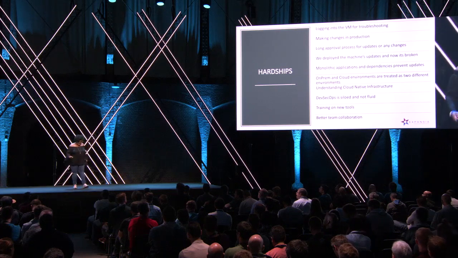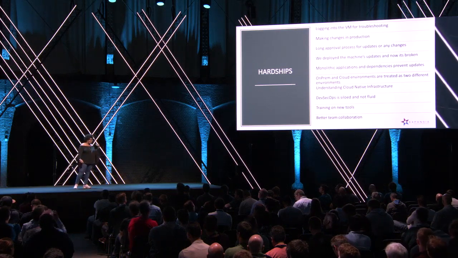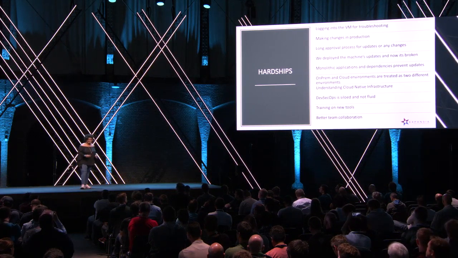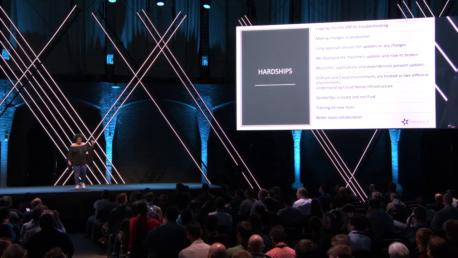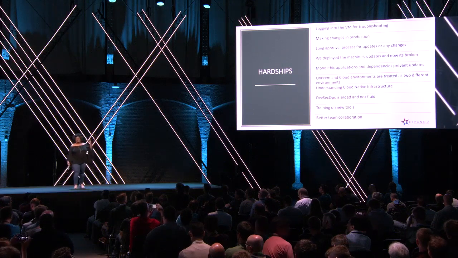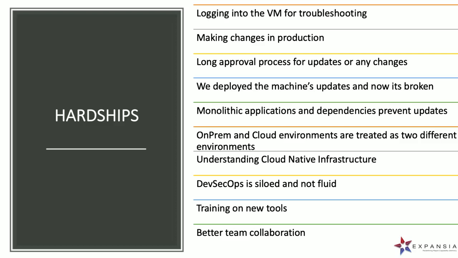All right, so some hardships that we've had and are still going through. We're still pulling apart the onion, you could say. Logging into VMs, making changes in production, long approval processes. We'll go into this with Sentinel. Monolithic applications and their dependencies. We're deploying monolithic applications, but we want to break those up into microservices. Again, we're talking DevSecOps and being siloed.